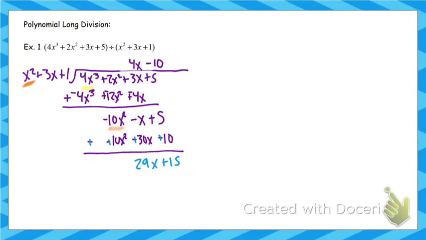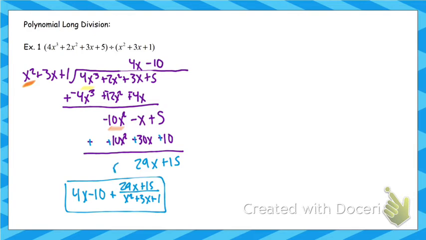We write the remainder as a fraction over the divisor. So my final answer would be 4x minus 10. And then I write 29x plus 15 over x squared plus 3x plus 1. So that's how I write my remainder. You'll know it's the remainder when it's a lower degree than what you have over here as your divisor.